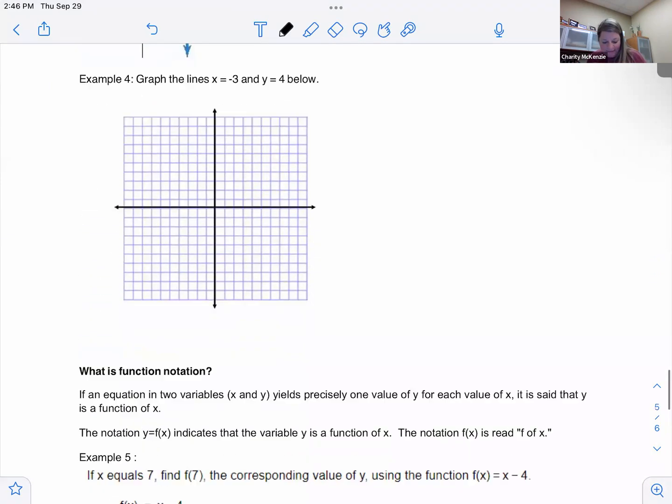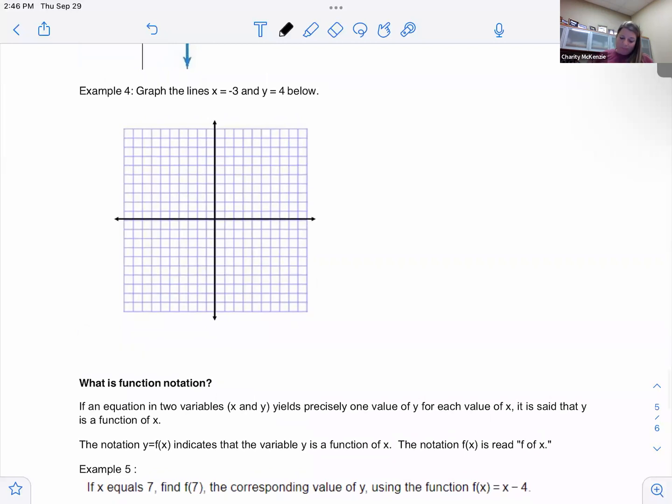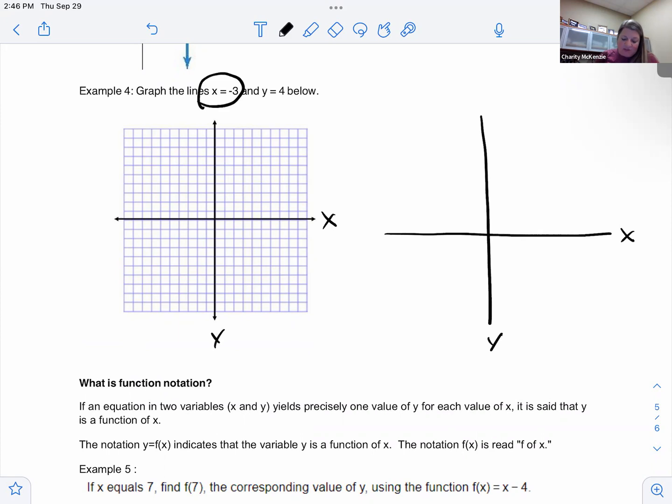So then it says graph these lines below. I want two graphs. Wish I could copy that one, but it's okay. Here's your x, here's your y, here's your x, here's your y. So for this one, this represents one line. Is x equals vertical or horizontal? Vertical. So go to x equals -3, 1, 2, 3, and you do a vertical line because x is equal to -3 all the way on that -3, right?